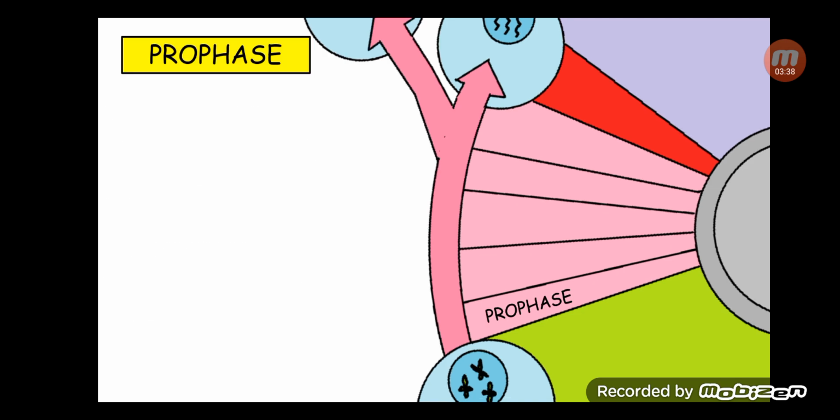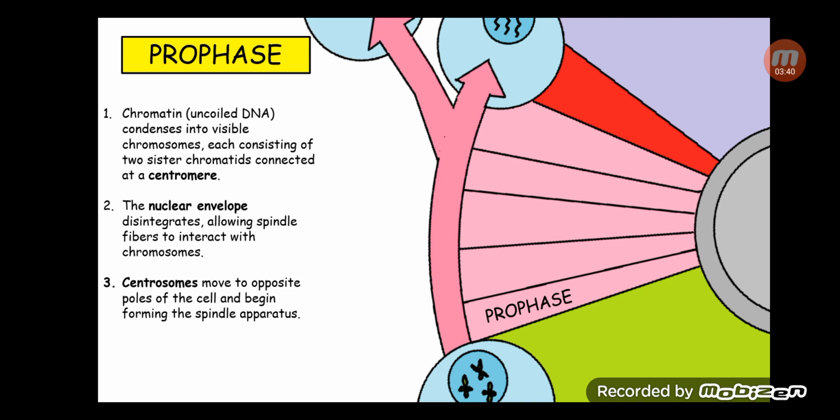First we will talk about prophase. Here chromatin, that is uncoiled DNA, condenses into visible chromosomes, each consisting of two sister chromatids connected at a centromere. Then the nuclear envelope disintegrates, allowing spindle fibers to interact with chromosomes. Centrosomes move to opposite poles of the cell and begin forming the spindle apparatus.